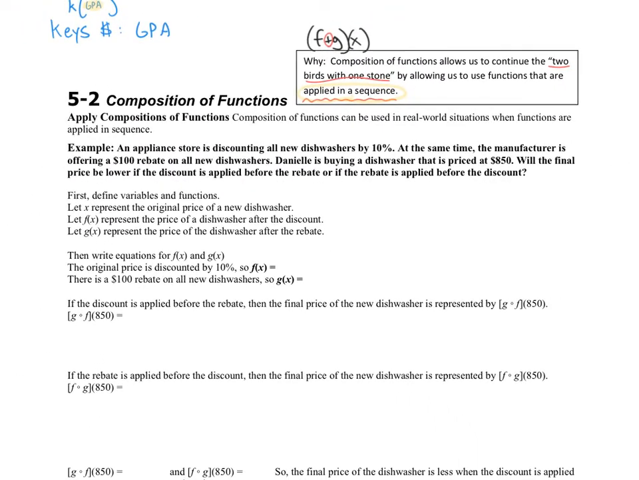And to do that, we're going to look at an appliance store that's discounting all new dishwashers by 10%. They are also offering a $100 rebate on all new dishwashers. So we're going to be buying a new dishwasher that's priced at $850, and we're going to determine, will the final price be lower if the discount is applied before the rebate or if the rebate is applied before the discount? Because we're going to do both of these things, 10% off and a $100 rebate. One of them is going to come before the other. We need to figure out which one needs to come first to get the cheaper deal.